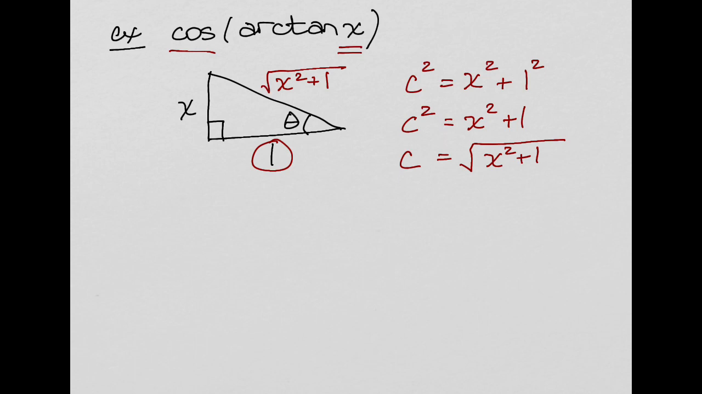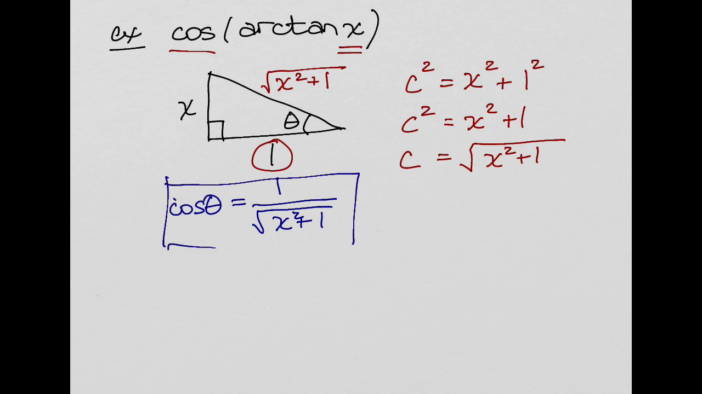The cosine then of this angle is its adjacent side over the hypotenuse. So it's an algebraic expression for the cosine of that angle.